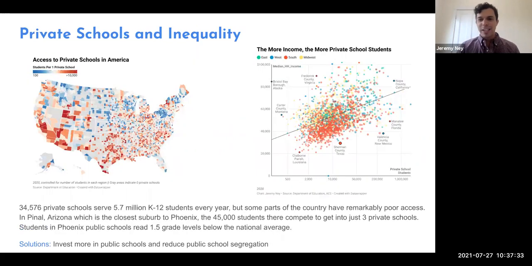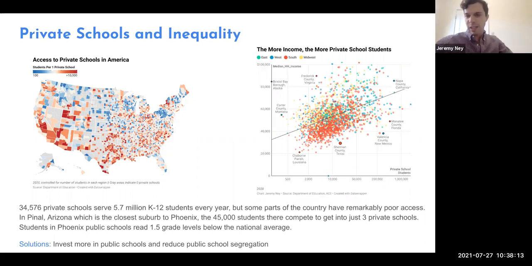Private schools and inequality is such a ripe topic that people are really not talking enough about. Here, the Department of Education publishes data on the 34,576 private schools in America. The chart on the right looks at the relationship between household income and where those private schools actually are. Unsurprisingly, the wealthier your community is, the more private schools you are going to have. And this continues to reinforce certain cycles: the wealthier you are, the more you can opt out of the public school system and get away from public schools.